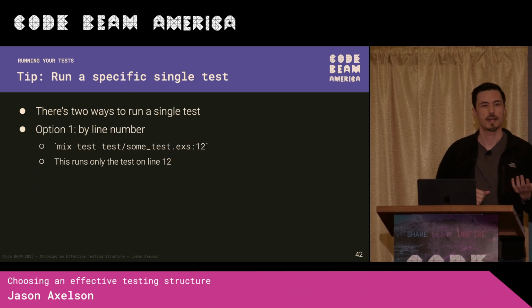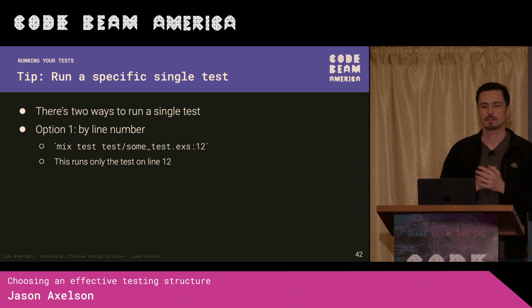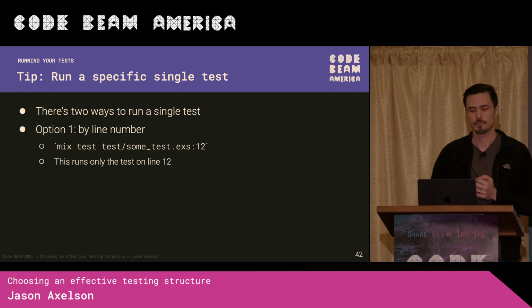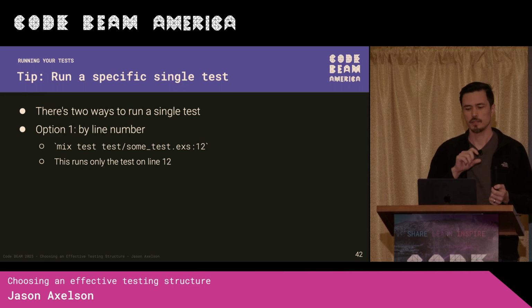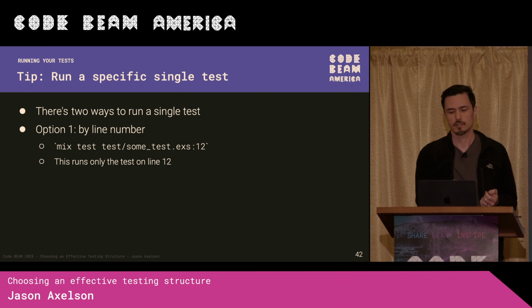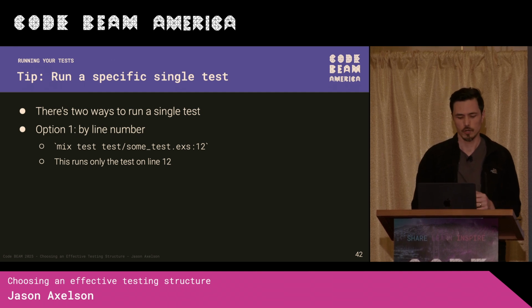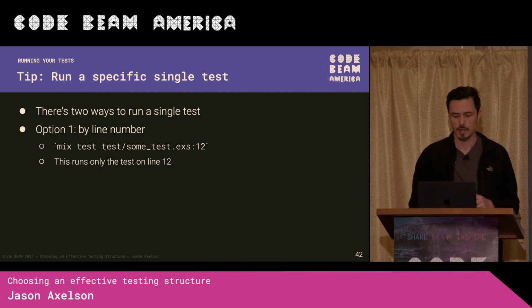And did you know that there's actually 2 different ways to run a single test? The common one that you might be familiar with is to run it by line number. So if you run mix test and you provide the path to the file and then colon and the line number, so in this case colon 12, this will run only the test that is on line 12. Or if it's a describe block, it'll run everything in the describe block.